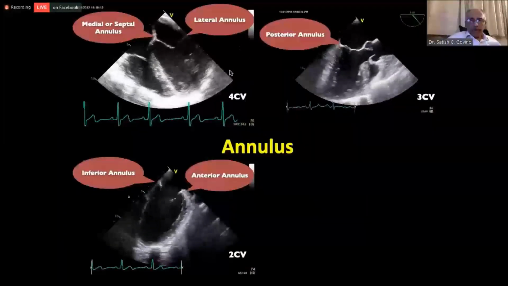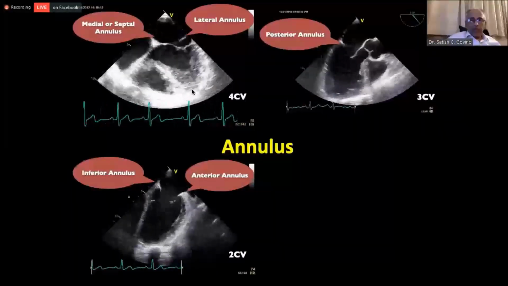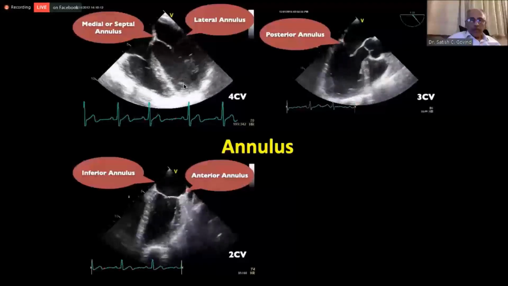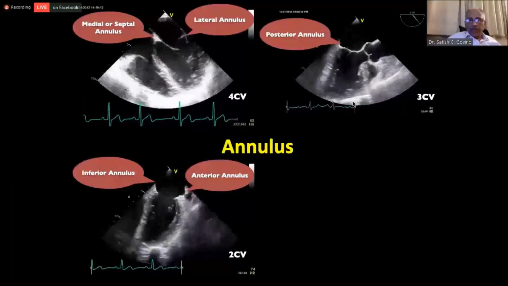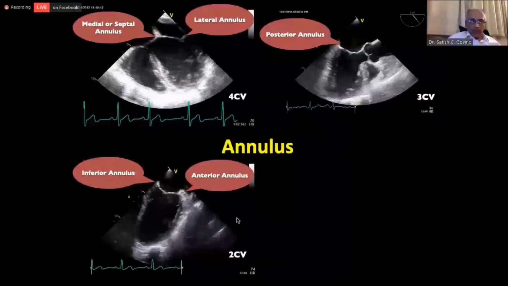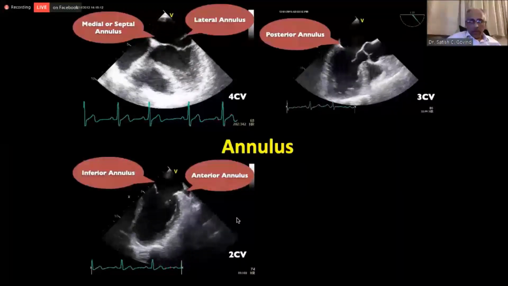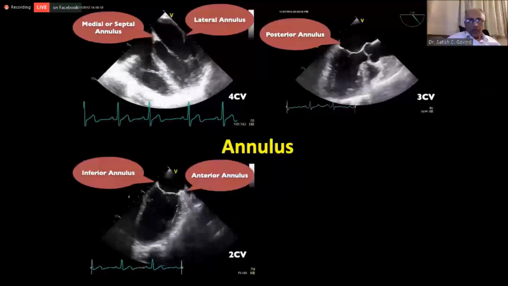So let's take the annulus first. You have these terminologies, so depending on which view it is, the medial and lateral annulus, and then again in this 3-chamber view, it is the posterior annulus, and then the inferior, you can look at the inferior anterior annulus. So the annulus can be localized.